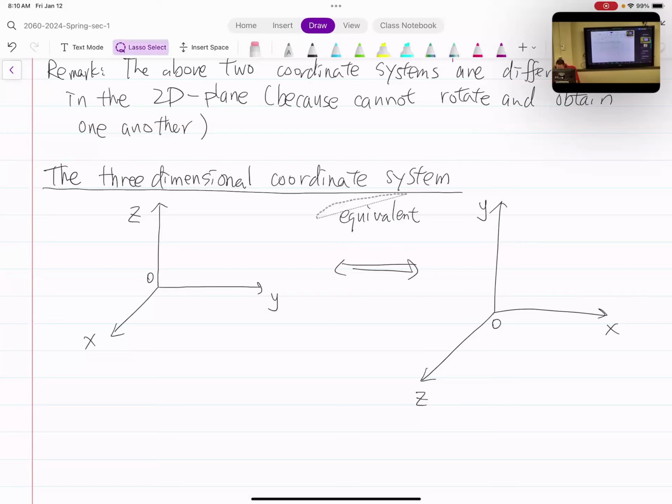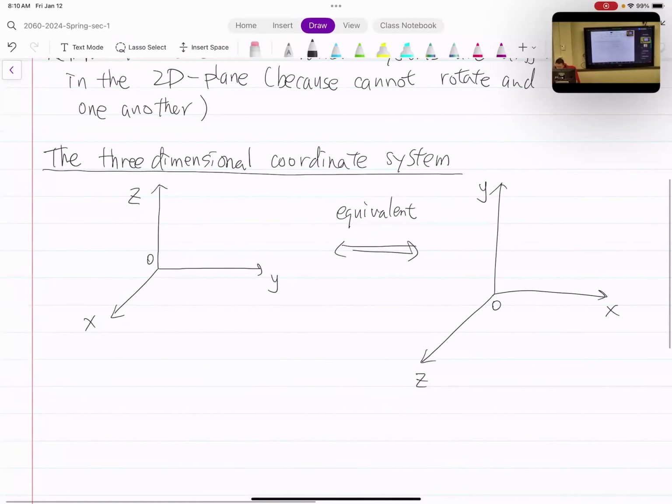Well, probably you can imagine the rotation that you can perform, but there's another way to tell that they are equivalent. That's actually called the right-handed rule. So basically, these two systems will follow the right-hand rule that I'm going to introduce right now.